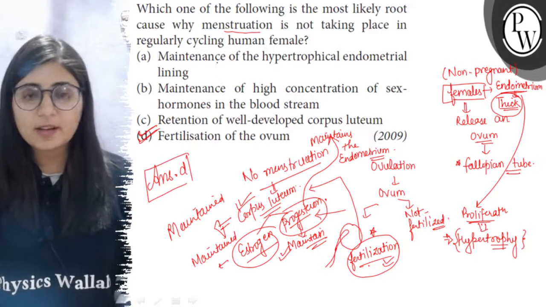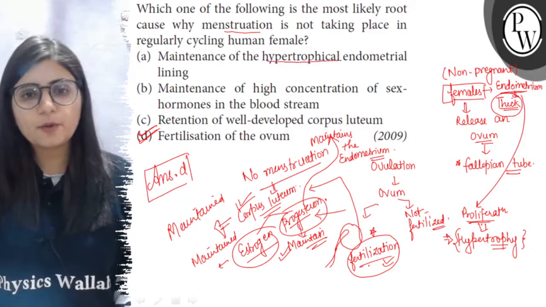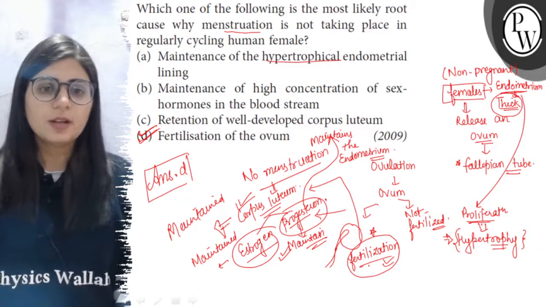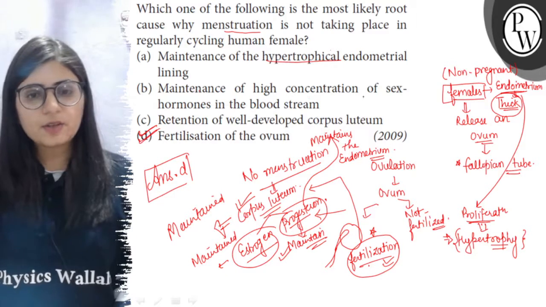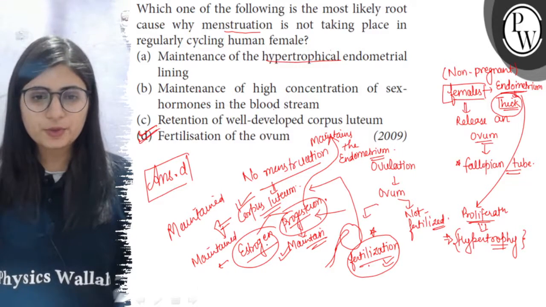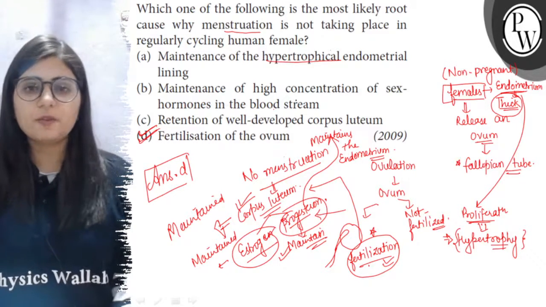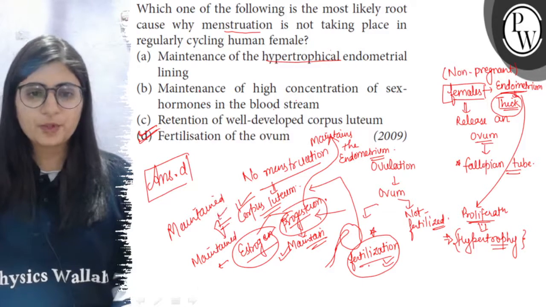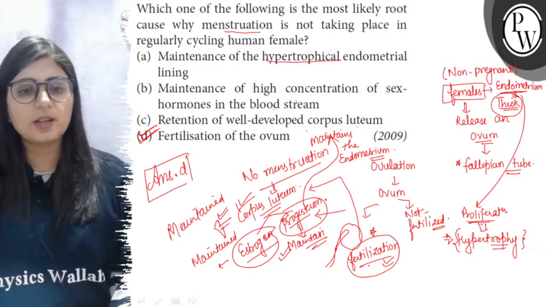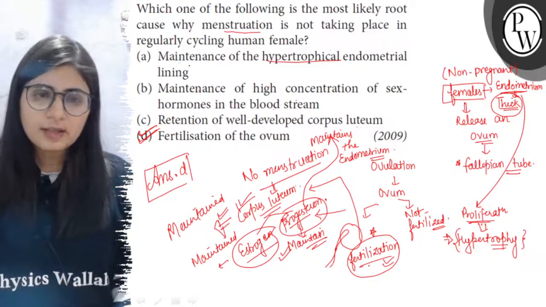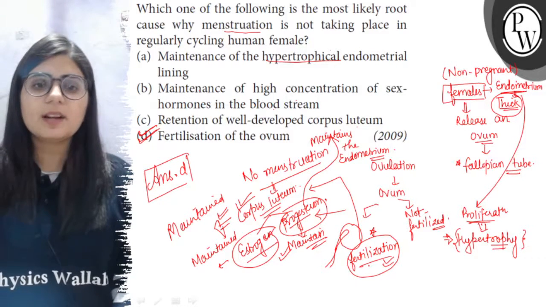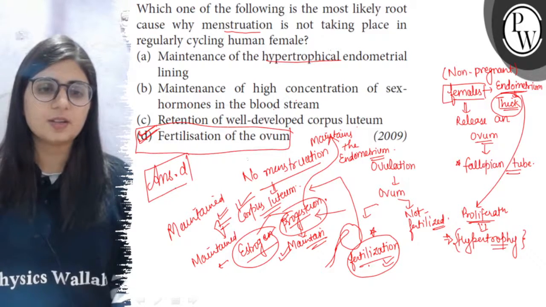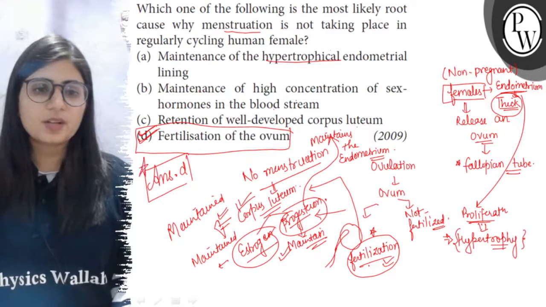And all these events, it means maintenance of hypertrophied endometrium lining, is a consequence of fertilization. Then maintenance of high concentration of sex hormones in the bloodstream is also a consequence of fertilization. And the retention of a well developed corpus luteum, its maintenance, is also a consequence of fertilization. So all these events are true, but all these are the consequences of this single event, which is known as fertilization. So the right answer of this question is option D.